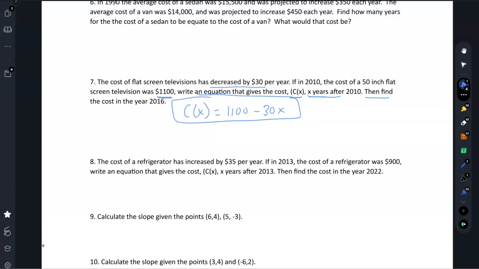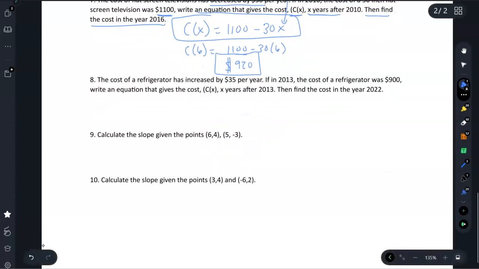And then they ask us to find the cost of the TV in year 2016. So first, how many years is 2016 past 2010? It would be 6 years. So what I'm going to do is take 6 and plug it into my x. So c of 6 is equal to 1100 minus 30 times 6. Grab my calculator again, and I get $920. All right, number 8 should be worded very similar.